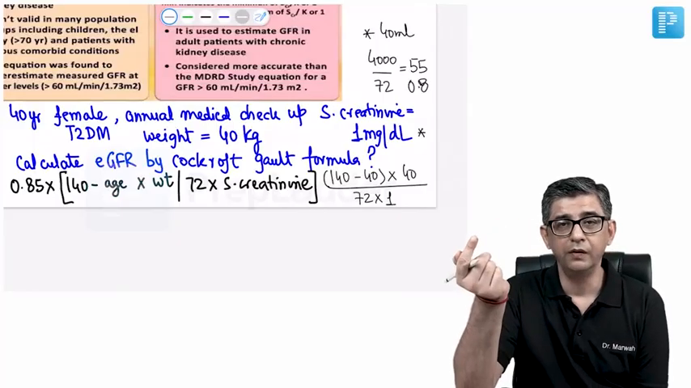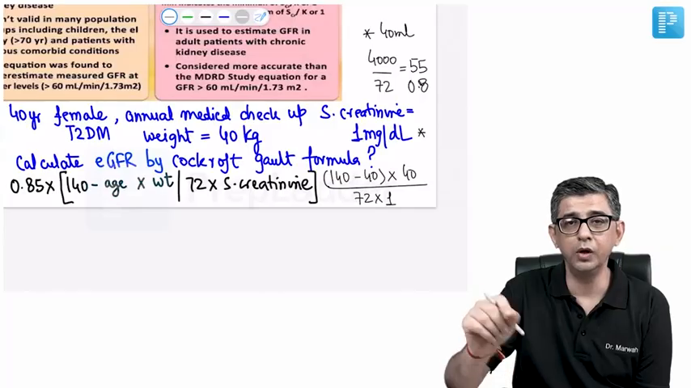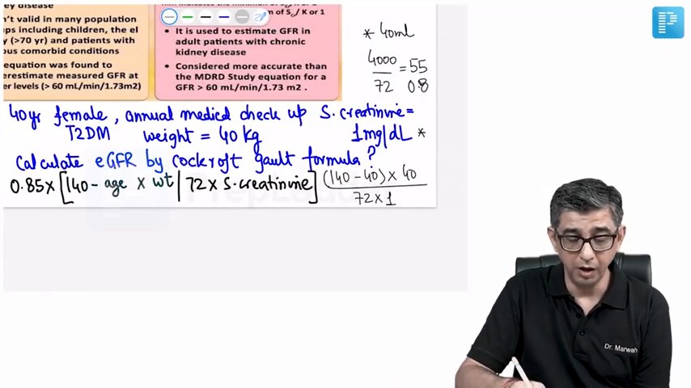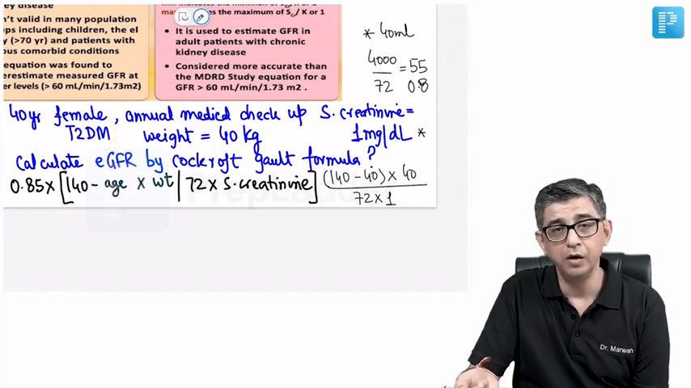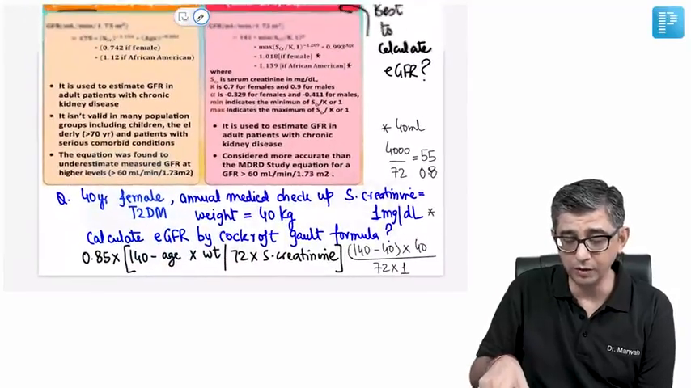Message number two is that serum creatinine can give you a false sense of security. I mean, do not, only on the basis of blood urea nitrogen and creatinine, tell a person that okay, your kidneys are normal. If you're having a risk factor like diabetes, which is a risk factor for development of CKD, you must use these statistical formulas to actually calculate the GFR.